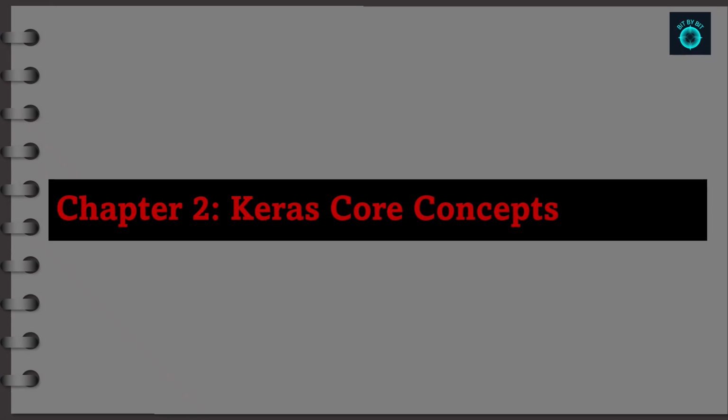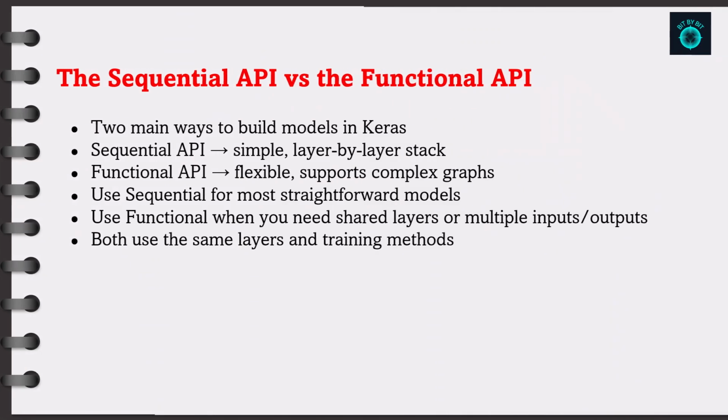Chapter 2: Keras Core Concepts. The Sequential API versus the Functional API. Keras provides two main ways to build deep learning models: the Sequential API and the Functional API.